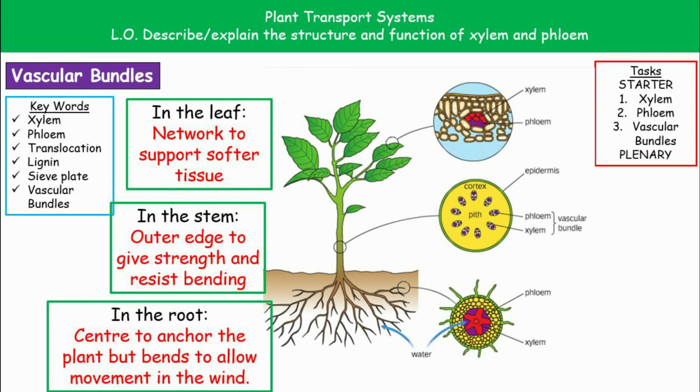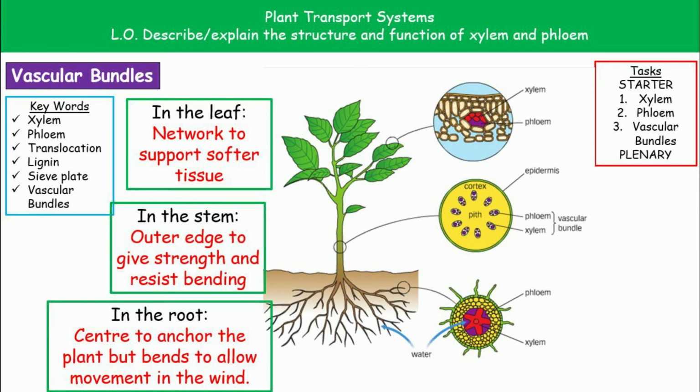If we now move to the stem in our middle diagram there, you can see that those vascular bundles are all arranged in a circle, working their way around the outside. Now, the reason that they're in that region in our stem is because we need it to be strong. And what we find is by arranging them in a circle around the outer edge there, it gives it the strength and prevents it bending too much in the stem, because if the stem bends too much, it's more likely to break.